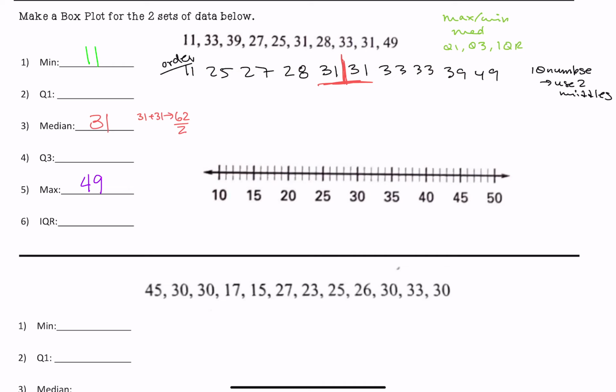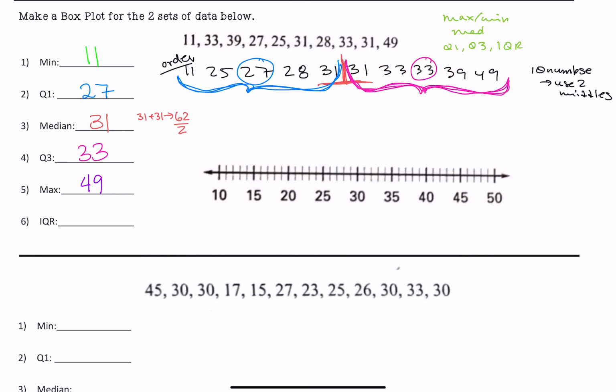Then I have to figure out Q1. So when I figure out Q1, remember, if you got 2 middles, you include what you used to help you figure out your median. So I have 5 numbers here. 27 is in the middle of those 5 numbers, so that is my Q1. Then I look at these 5 numbers on the right, and I got to include the 31 that helped me with my median. And there should be 5 numbers here as well. 33 is the middle of those 5 numbers.